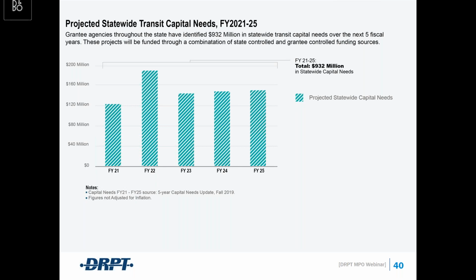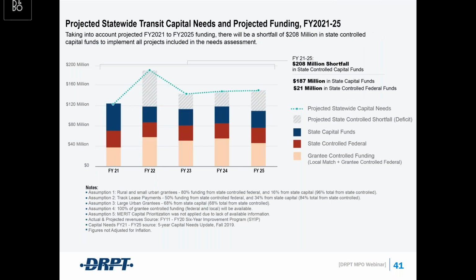and local dollars. And according to this analysis, you'll all notice that there's a bit of a spike in FY21, and that's just because in FY22, there were a number of larger projects slated for that fiscal year that caused that bump. Otherwise, it's a relatively even growth over the 5-year period. When taking into account projected capital funding over this period of time, we've determined that there will be a $208 million shortfall in state-controlled capital funds.